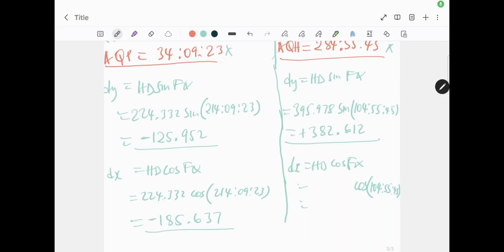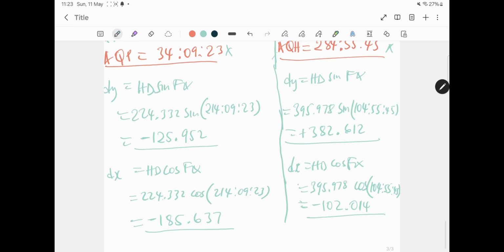Here we said it's supposed to have 395 as our HD, 0.978, 395.978. Cos, let's see, cos 104°55'45". So I get negative 102.014.